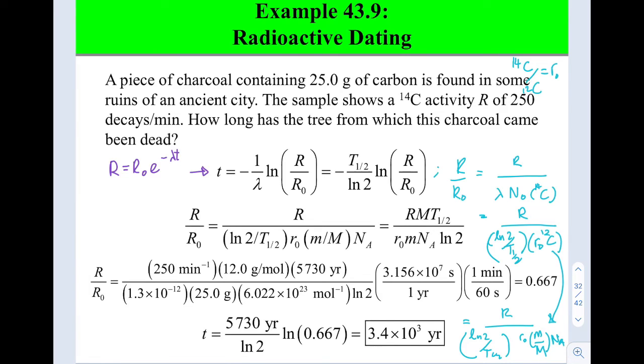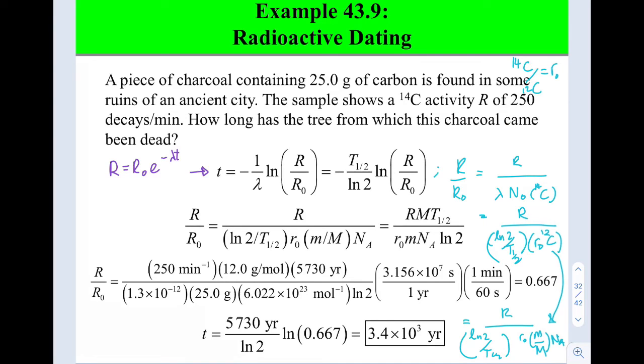So, example 43.9, radioactive dating. This is one of the applications of using the ratio of carbon 14 to carbon 12 to date how long an organism has been dead. A piece of charcoal containing 25 grams of carbon is found in some ruin of an ancient city. The sample shows a carbon 14 activity R of 250 decays per minute. How long has the tree from which the charcoal came been dead?